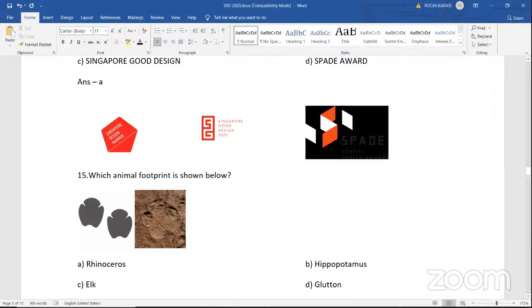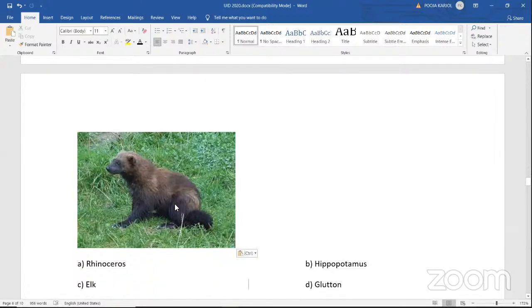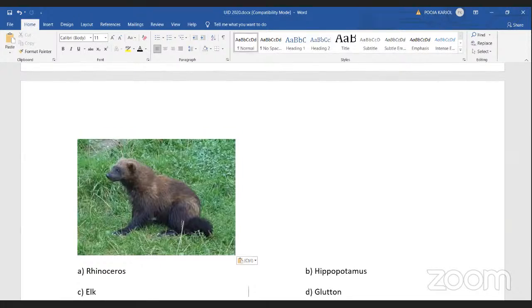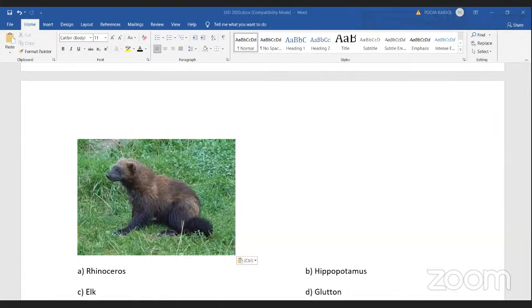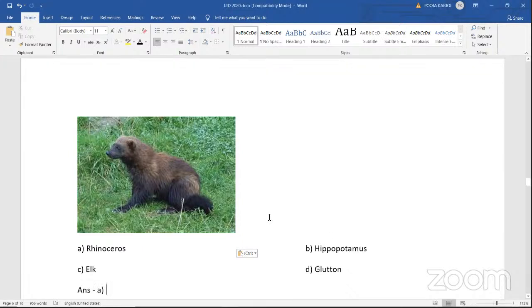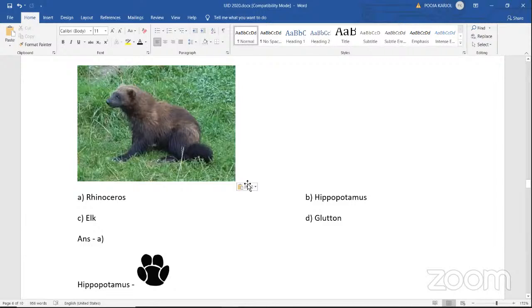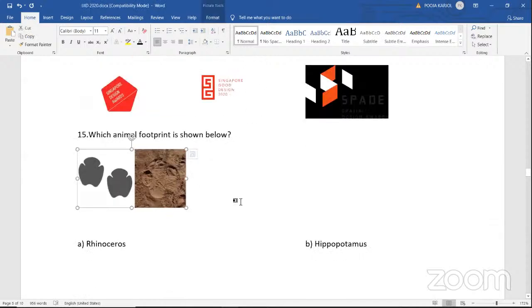Okay, so I'll just put it here. This is a glutton, something. Looks like a small bear or something. Is it like a weasel? But weasels are smaller than this, no? This one is big. Okay. It's a wolverine. Yeah, it's the wolverine, also referred to as glutton. Skunk bear, quickhatch, weird names. Okay, it's rhinoceros, the answer for the footprint. This one is a rhinoceros footprint.